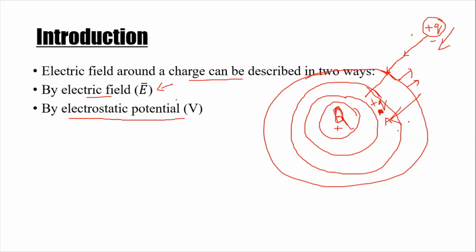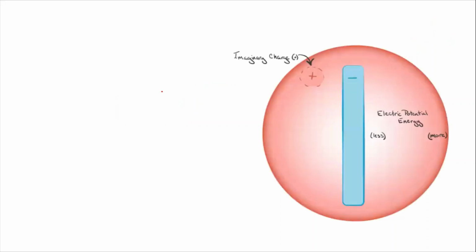So this is what is called electrostatic potential. Now the same thing we will explain with different kinds of charges. Now you can see a negative charge. The source charge is a negative charge, Q is minus. Now you can see a plus charge. This is the imaginary test charge.